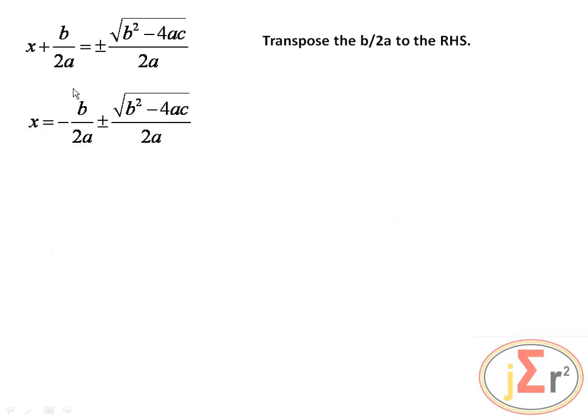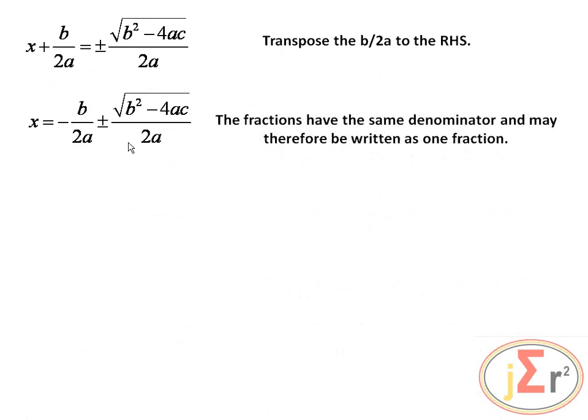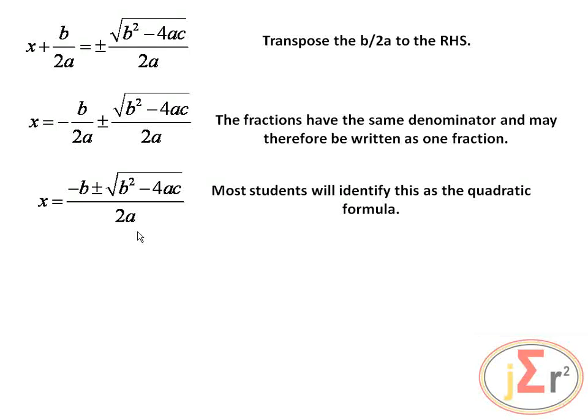So we transpose it to the other side and it becomes negative. And what do we know? The fractions have the same denominator and may therefore be written as one fraction. So writing that as one fraction, we have negative b plus or minus the square root of b squared minus 4ac all over 2a. And of course, most students will identify this as the quadratic formula.